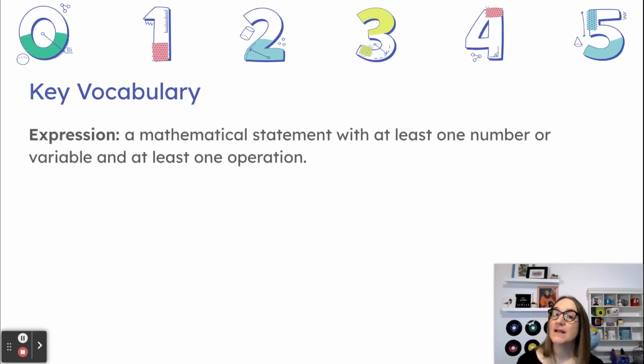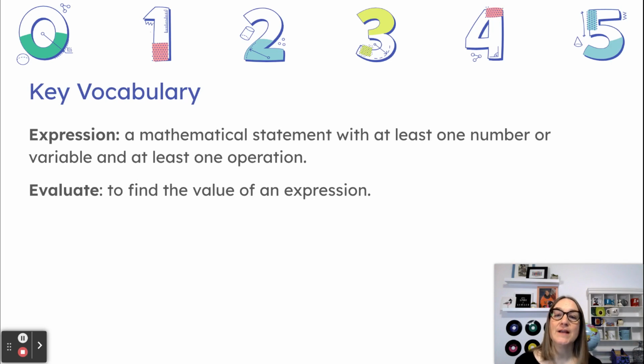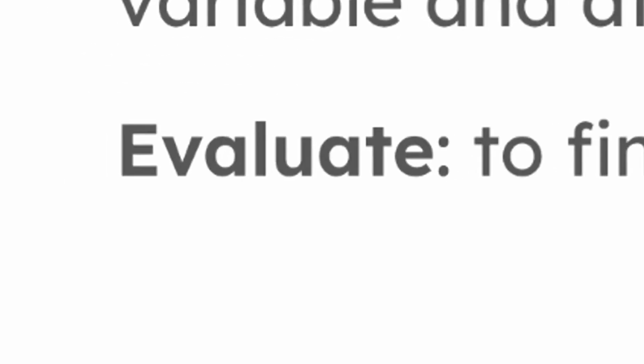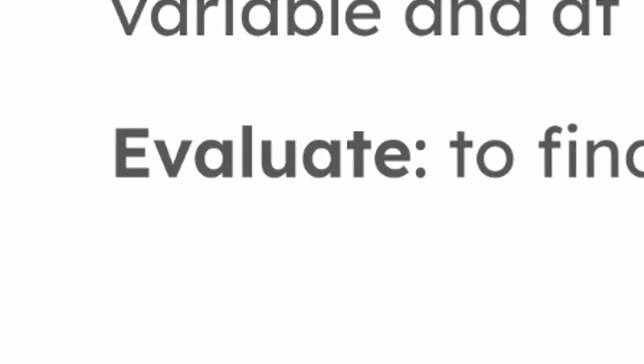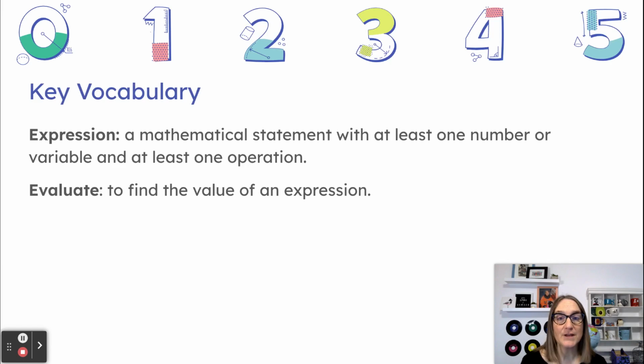Let's start with the word expression. An expression is a mathematical statement with at least one number or variable and at least one operation. Evaluating means to find the value of an expression, and we can see the word value right inside the word evaluate and evaluating. And often we evaluate an expression by substituting a given number for the variable in an expression.